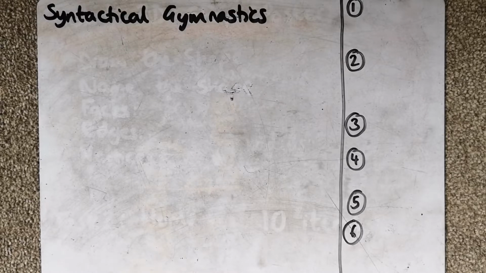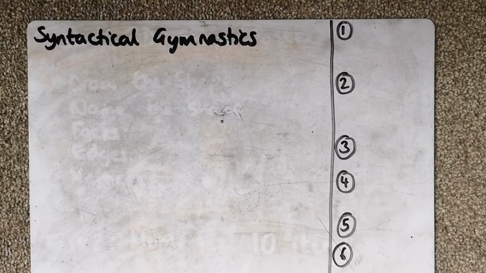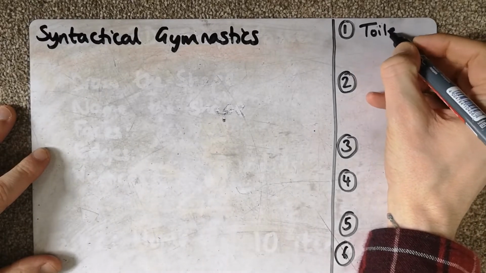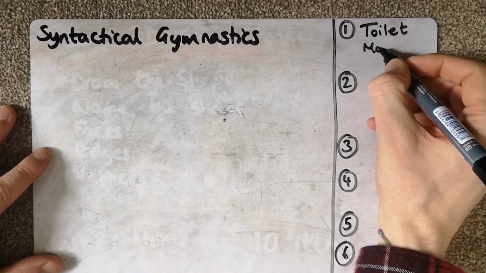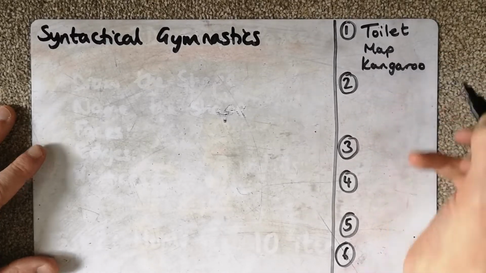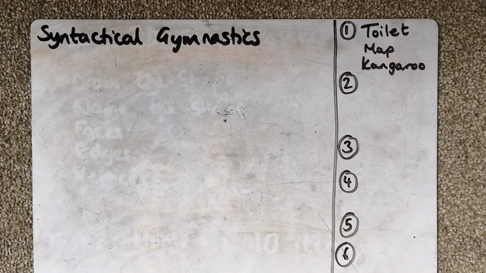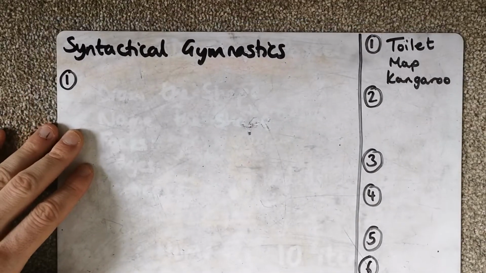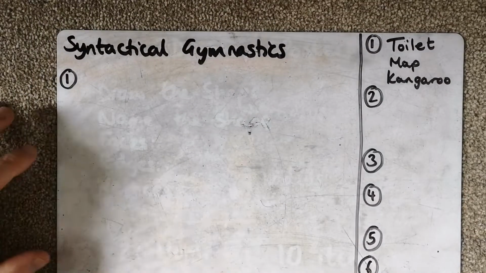So a reminder, syntactical gymnastics is I give you 3 words, and then you need to come up with a sentence with those 3 words. So the first 3 words are this: toilet, map, and kangaroo. So try and give you 3 words that are not linked, and then you have to be creative to link them. So your first sentence just needs to be a short sentence that includes those 3 words.